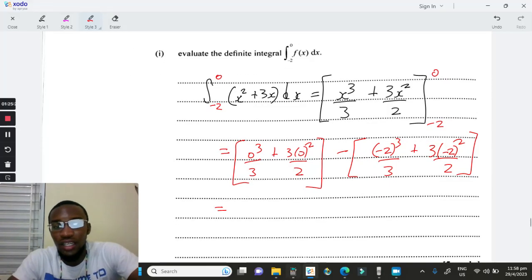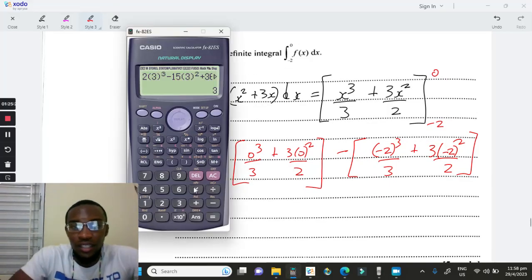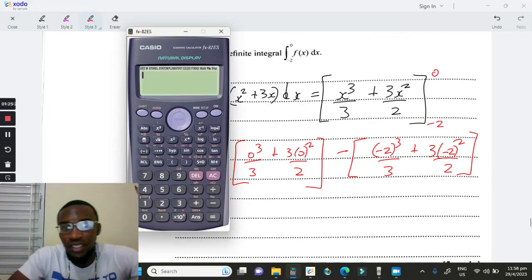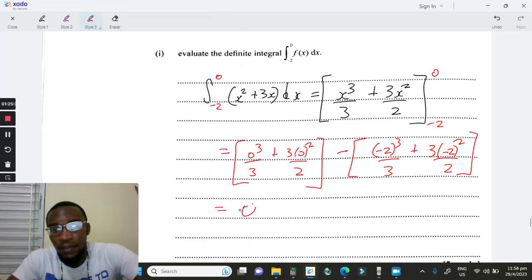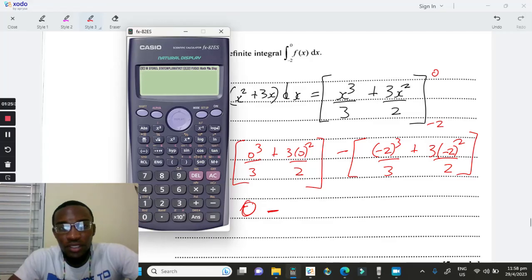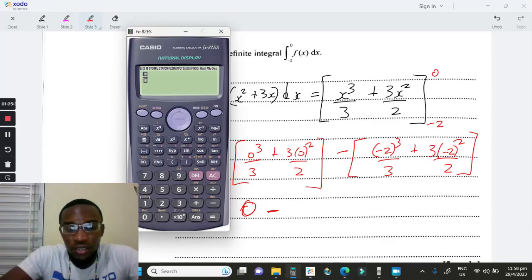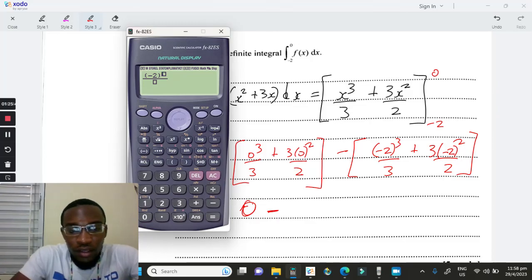Punching that into the calculator, this part works out to be 0, minus this part now. We'll put this part in the calculator with the fraction button: minus 2 cubed over 3 plus 3 in bracket minus 2 squared over 2.